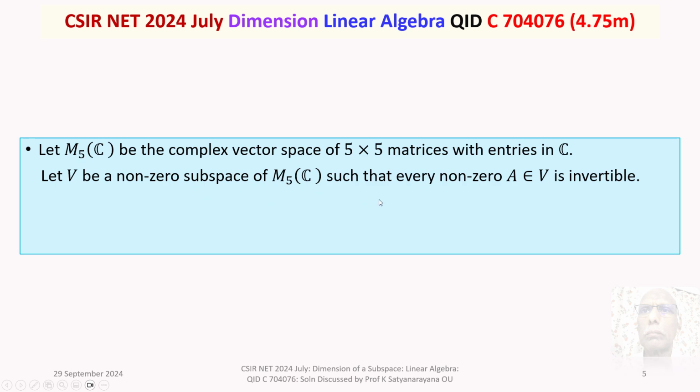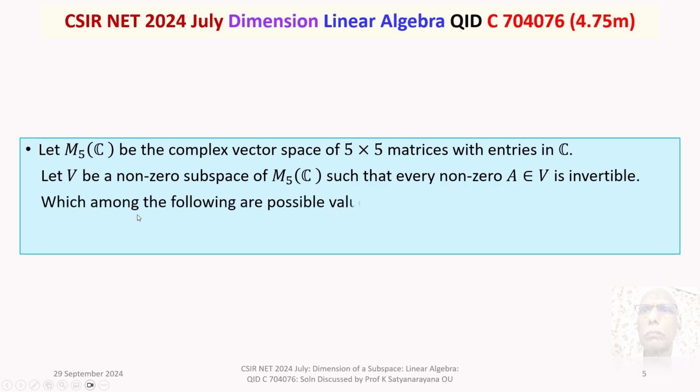Read this carefully. V is a non-zero subspace of M5 over C, such that any non-zero matrix belonging to V is invertible. That means, who are the elements of V? They are non-zero and they are invertible. And that is a non-zero subspace V.